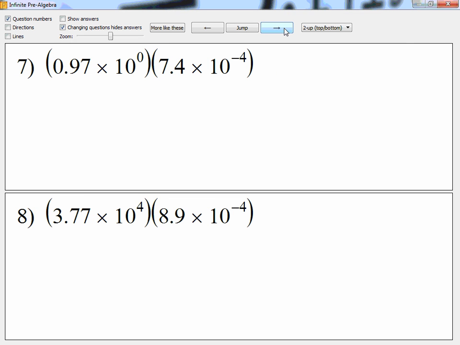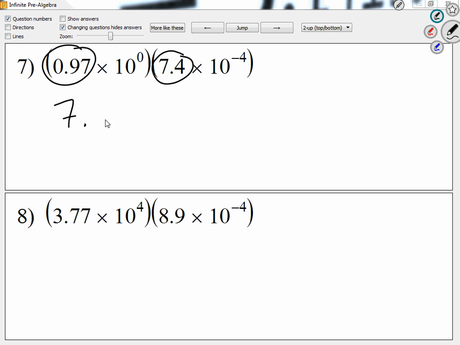What's question number 7? What's 0.97 times 7.4? 7 point what? 7.178. Alright. Times 10 to the what? Negative 4. Right? Because I'm adding the exponents. I notice that my number before the times is already between 1 and 10. So that's pretty much it. Right. 7.178 is already between 1 and 10. So I don't have to fix it.